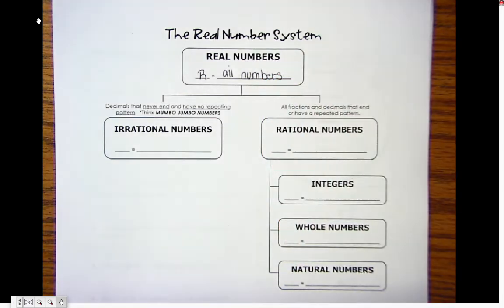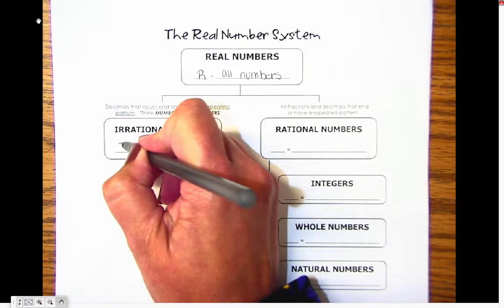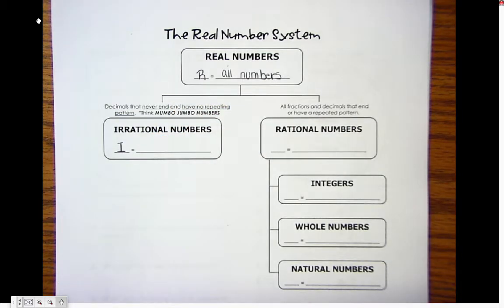At that point, we break numbers down into two subgroups. There are irrational numbers, and there are rational numbers. Irrational numbers are numbers that in decimal form never end and have no repeating pattern. So kind of think mumbo jumbo numbers. They just don't make sense. They're numbers that keep going on and on and on forever. They have no pattern. They're not nice, pretty numbers. In math, again, we'll use the capital letter I to represent a set of irrational numbers.